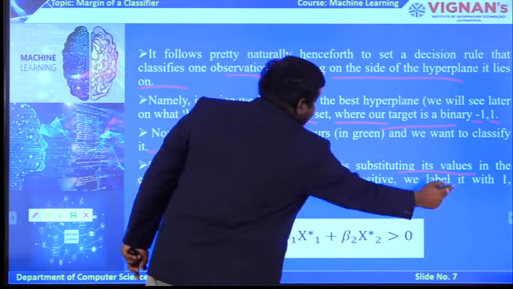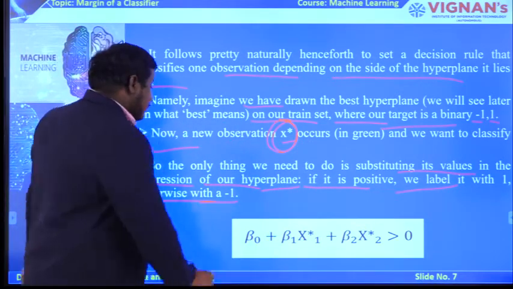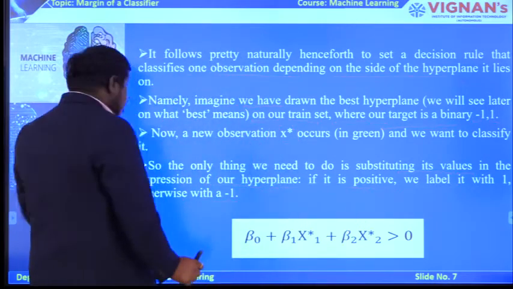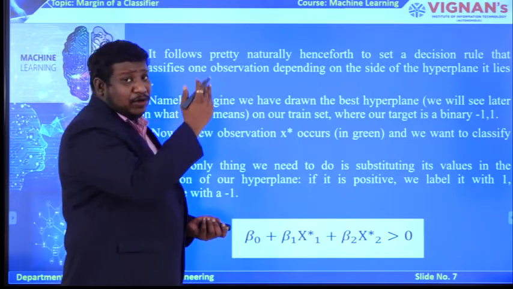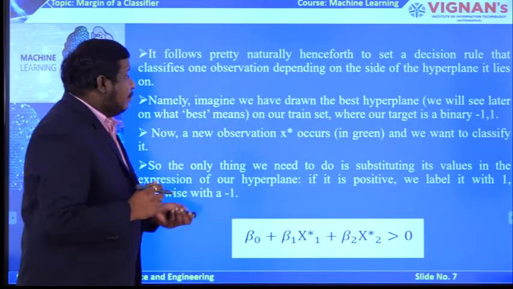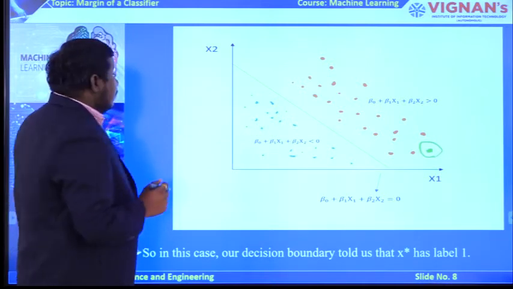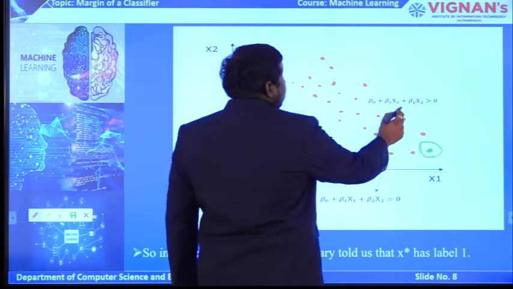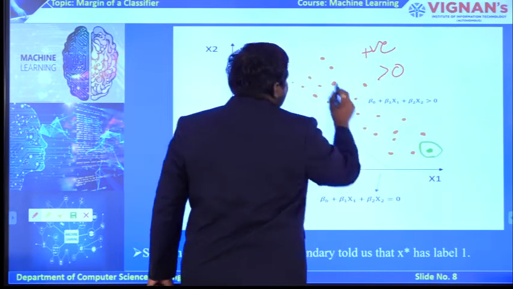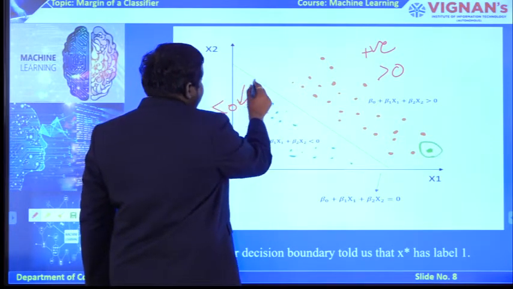If it is positive, we label it with 1, and if it is negative, we label it with -1. So we substitute this x star value in the equation, and if the value is greater than 0, we take it as positive, that is +1. If the value is less than 0, we represent that with -1. So beta naught plus beta 1 x1 plus beta 2 x2 greater than 0 is the positive direction, where we represent all the oranges. Less than 0, which is -1, represents all the points below the hyperplane.